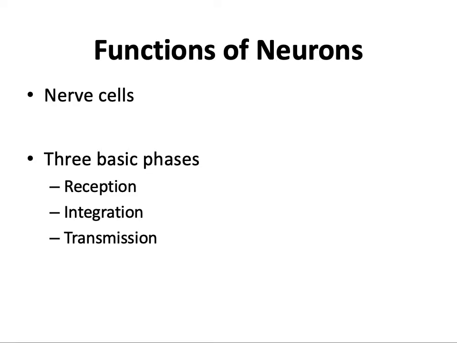Nerve cells are powered by electrical impulses and communicate with other nerve cells through chemical signals. There are three basic phases: reception, integration, and transmission. Reception: chemical signals are received from neighboring neurons. Integration is when incoming signals are assessed, and transmission occurs when signals are passed on to other receiving neurons.